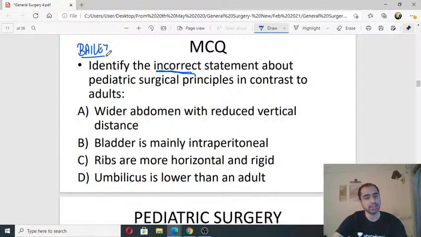Okay, so you will find this in Bailey. Most of the questions today are from Bailey. My intention is that at least one standard surgical book should get covered comfortably.